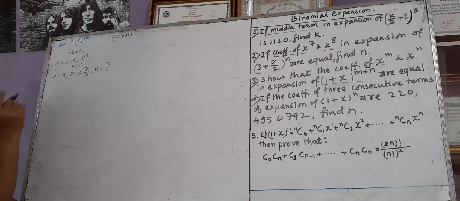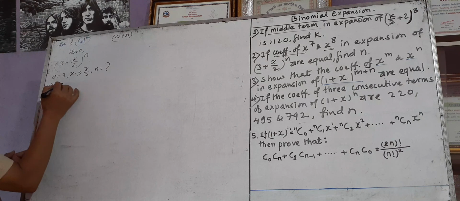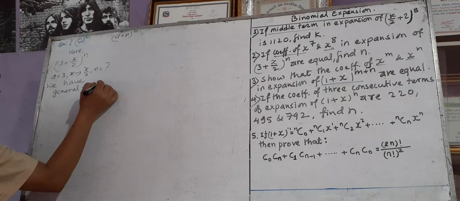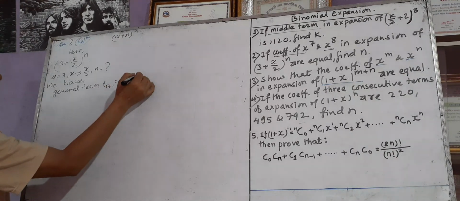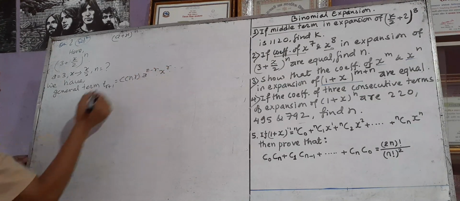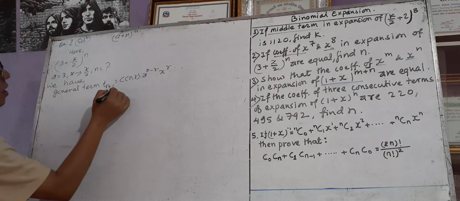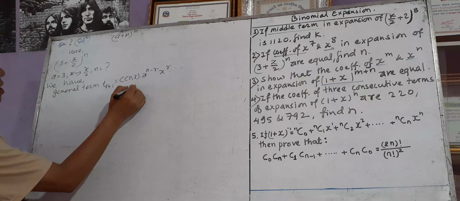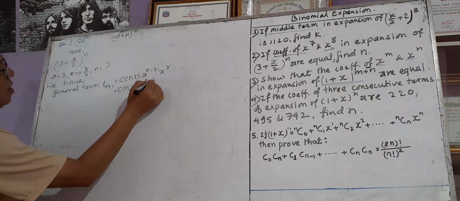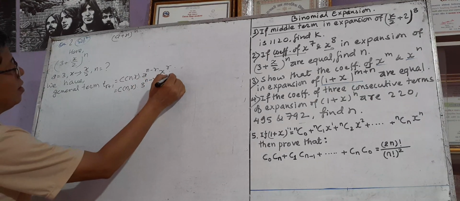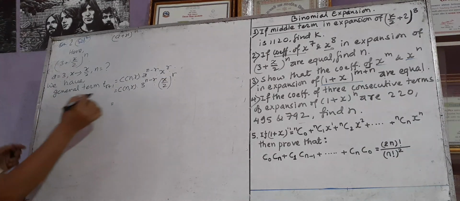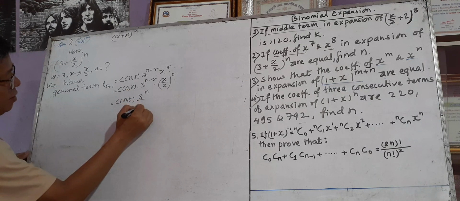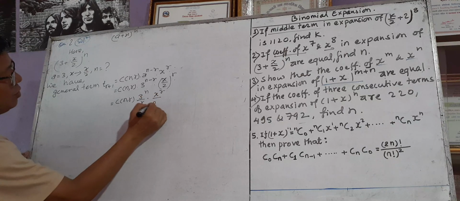So we first find the coefficients of x^7 and x^8, and to find that we have to go through the general term. The general term t of r plus 1 is equal to C(n, r) times a to the power n minus r times x to the power r. Here we have to find the value of n. So C(n, r), a is 3, so 3 to the power n minus r, and x is (x/2) to the power r. So this equals C(n, r) times 3 to the power n minus r, using the law of indices, times x^r over 2 to the power r.